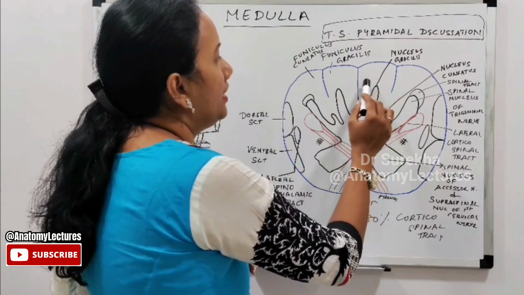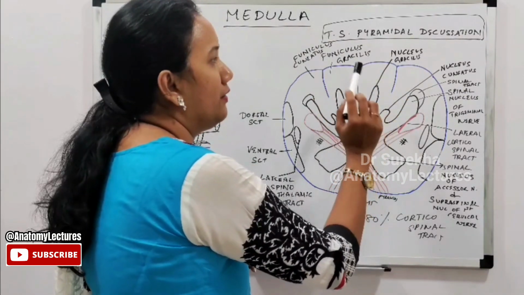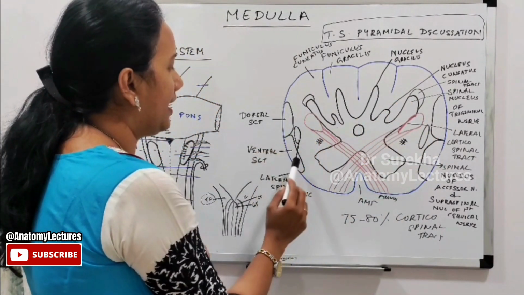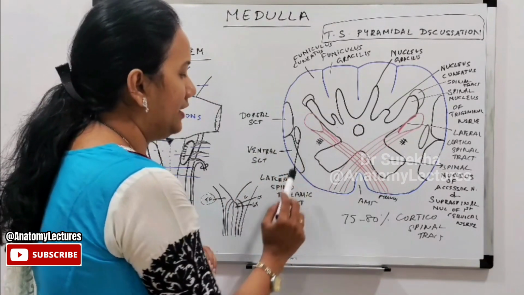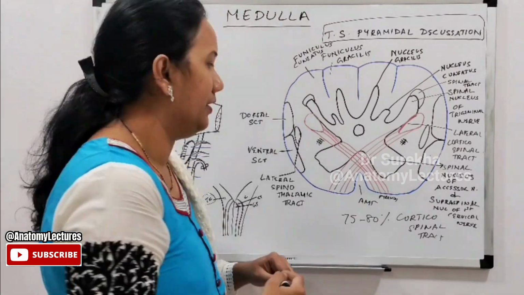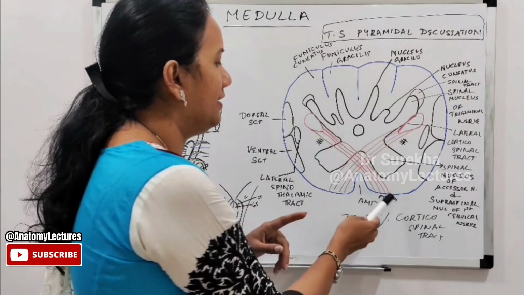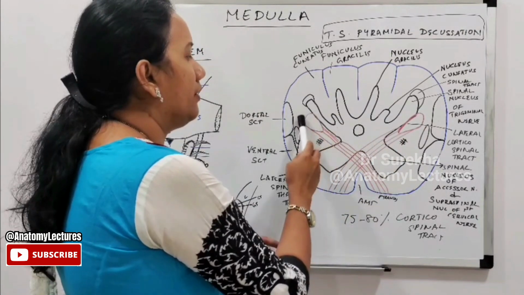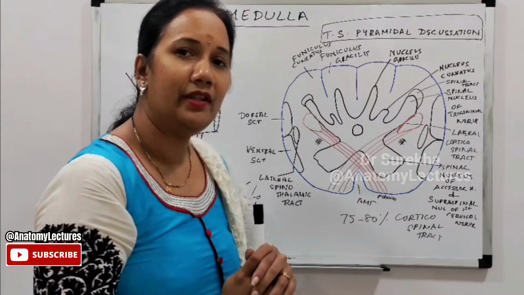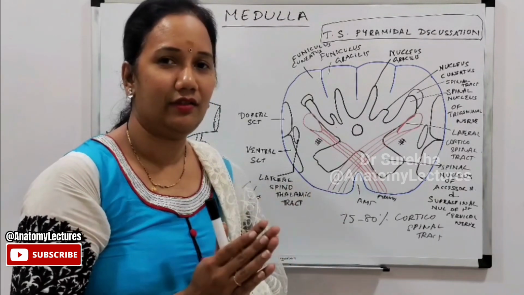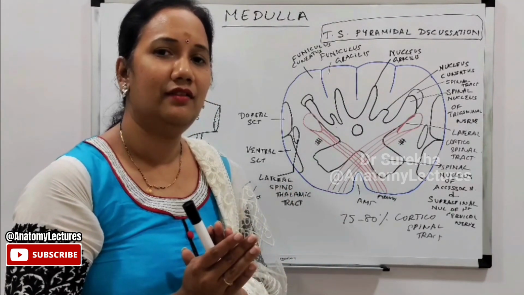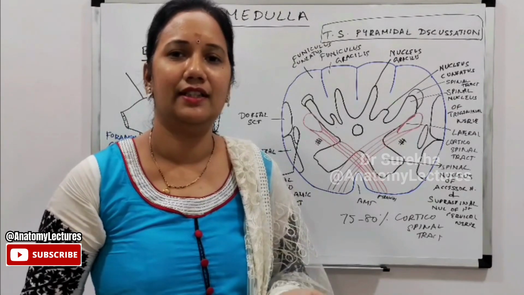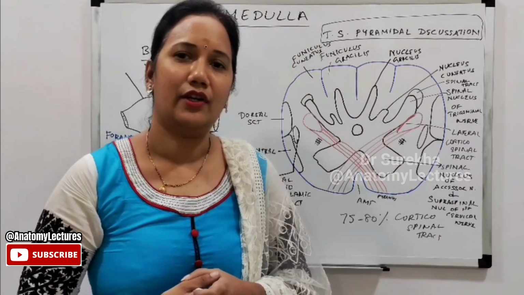In the white matter, you see the fasciculus gracilis overlying the nucleus gracilis and fasciculus cuneatus, and then you see the dorsal spinocerebellar tract and ventral spinocerebellar tract, and the lateral spinothalamic tract. And the major event which is happening here is the crossing over of the cortico-spinal tract fibers, which will form the lateral cortico-spinal tract. Remember, not all the fibers of the cortico-spinal tract will cross over. Only 75 to 80% will cross over and form the lateral cortico-spinal tract. The remaining 20% will continue on the same side as the anterior cortico-spinal tract.